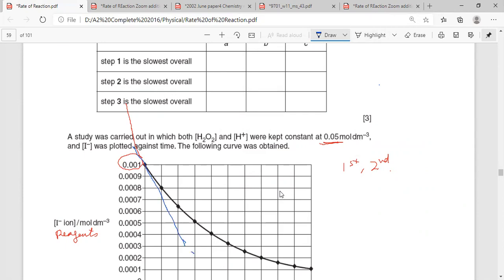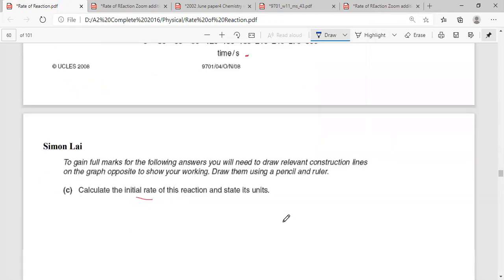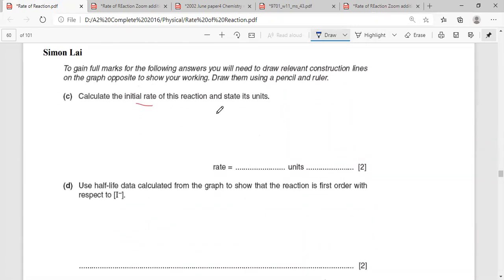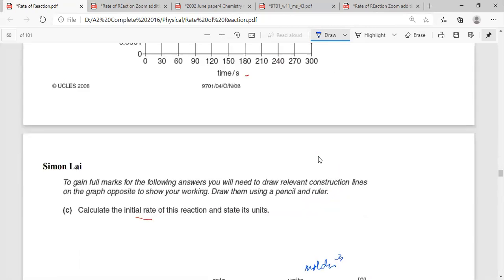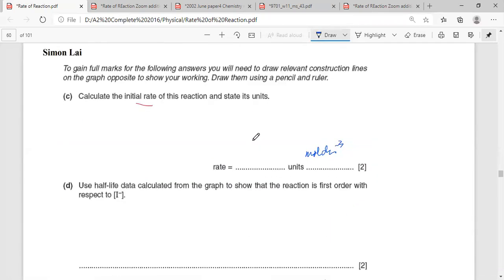Then the tangent here. You cannot use anything out of the grid, the scale here. You must use the values here and the values here, to find the initial rate. That's the first part here. Easy, isn't it? Now then, the units. Of course, rate. What are the units? Mole per dm cube per... now here is minutes or seconds. Seconds. Okay, per second. This one you get from the slope.